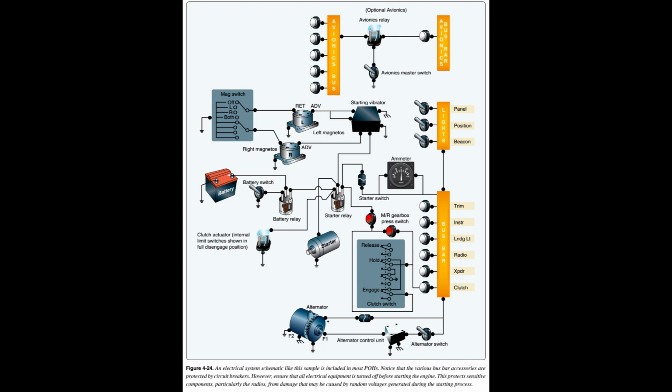A circuit breaker pops out when its respective component is overloaded. The circuit breaker may be reset by pushing it back in, unless a short or the overload still exists. In this case, the circuit breaker continues to pop, indicating an electrical malfunction.